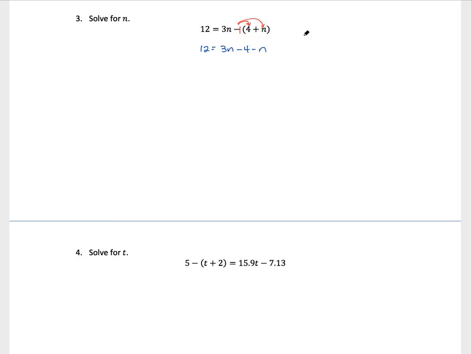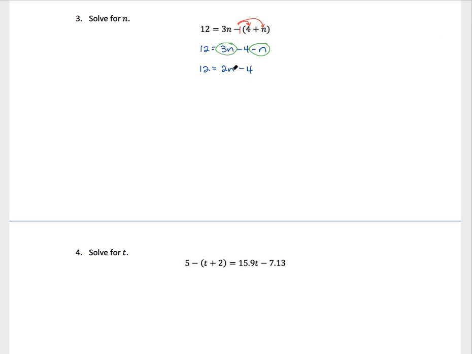Okay? And now what we want to do is combine any like terms. So notice that 3n and -n are like terms. So 3n minus n, that leaves us with 2n on the right. So 3n minus n is 2n minus 4. Okay? All right, we're going to continue to combine like terms.